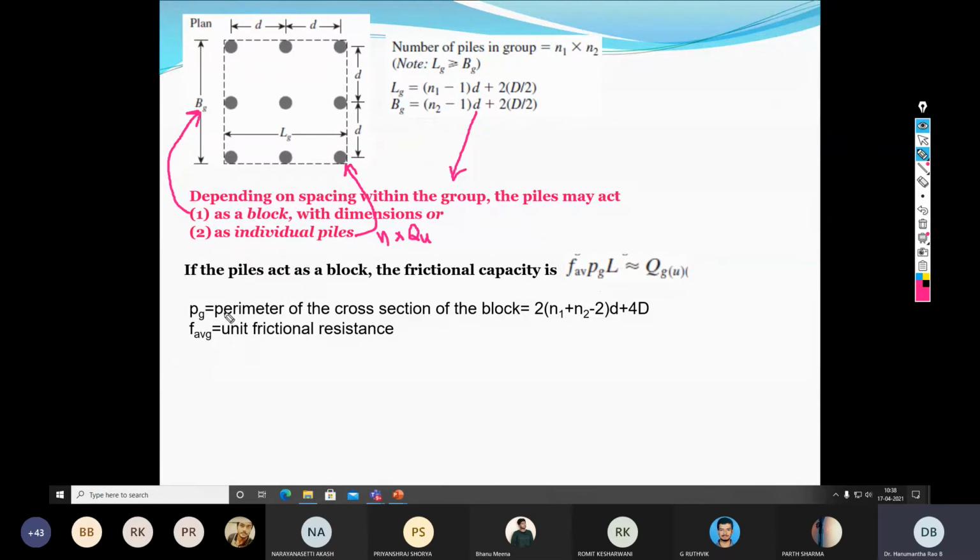Now let us also see the perimeter. In the individual pile, the perimeter is simply taken as pi multiplied by d, if the pile is circular. The same circular pile is used in the pile group, but the perimeter is the cross section of the block, that is 2 times of LZ plus BZ, the perimeter of the rectangle. How to calculate F average, the unit skin friction, I will explain in the subsequent slides.